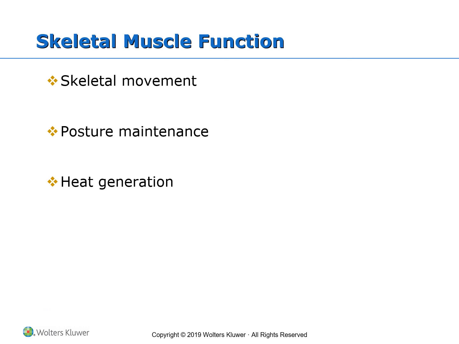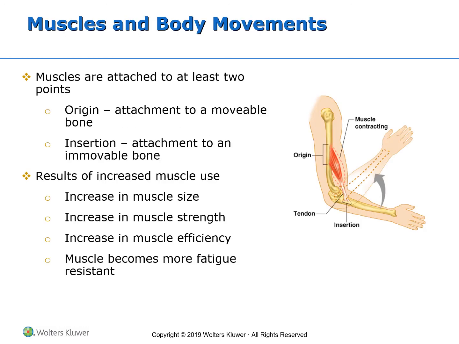We have three main muscle functions: skeletal movement, posture maintenance, and heat generation. Let's look at the muscle and body movements. Muscles are attached to at least 2 points. They have an origin that is attached to an unmovable bone, and we have the insertion that is the attachment to a movable bone.